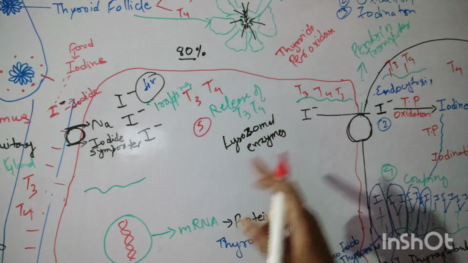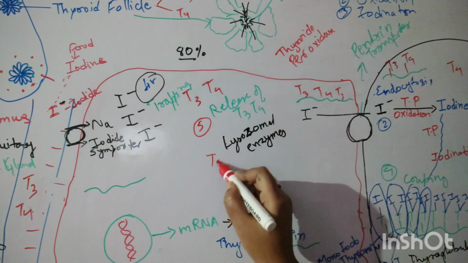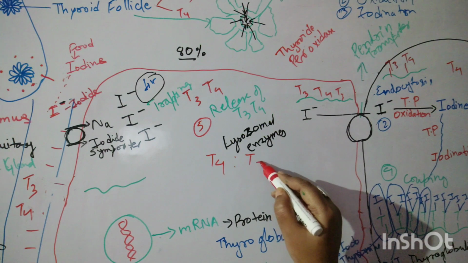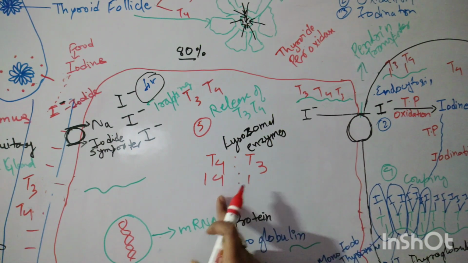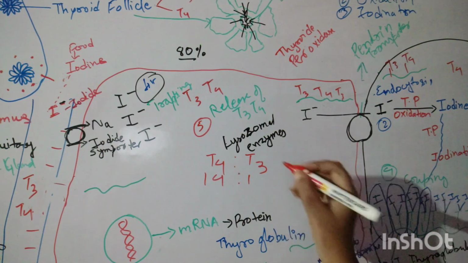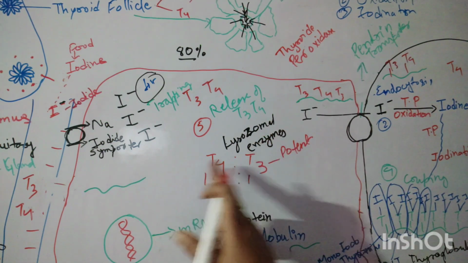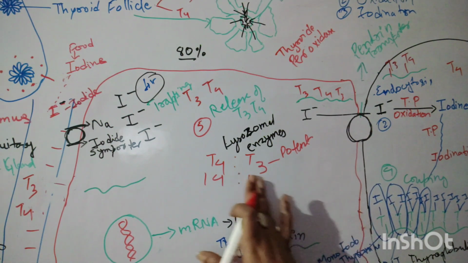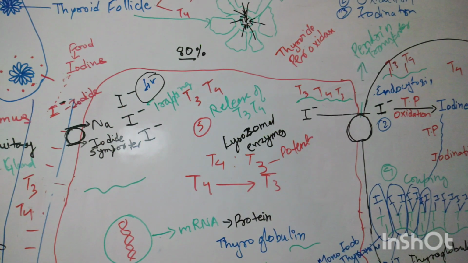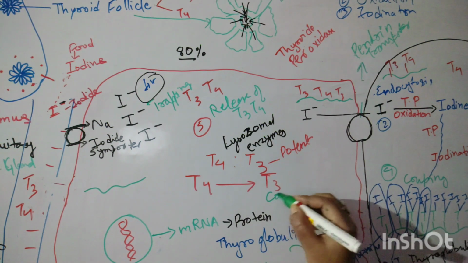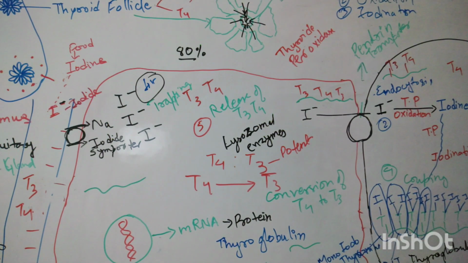Now this T3 T4 is released in circulation. T4 is abundant and T3 is less. The ratio of T4 to T3 is 14:1. About 1% T3 is formed and 14 times T4 is produced. Now T3 is the potent form. Whenever we need T3, T4 gets converted into T3. T4 converts into T3 whenever there is a requirement. So there is a conversion of T4 to T3.